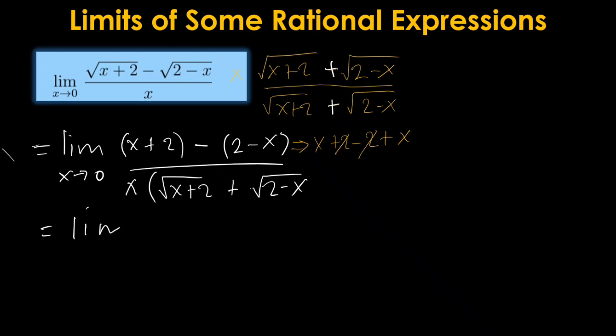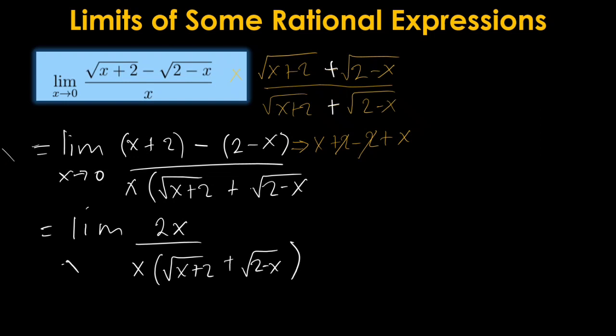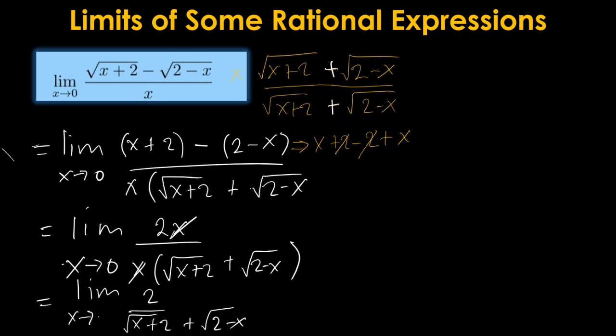We're going to have the limit as x approaches 0, where the numerator becomes 2x. Copy our denominator. Okay, we can now cancel out our x. It's common to numerator and denominator. This is now 2 over, our denominator now is square root of x plus 2 plus square root of 2 minus x, as x approaches 0.